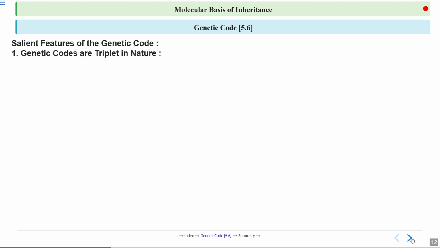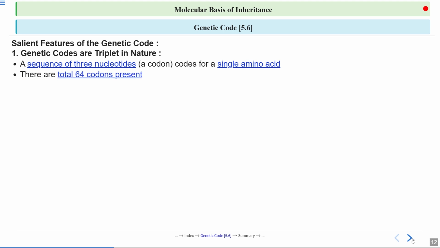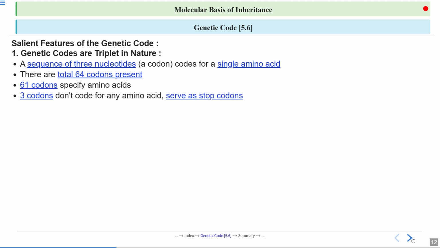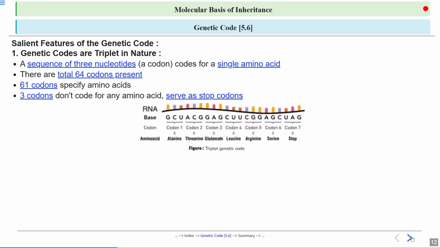Now what are the salient features of this genetic code? First of all, they are triplet in nature, which means a sequence of 3 nucleotides, what we call a codon, codes for a single amino acid. How many codons are there in total? We know it is 4 into 4 into 4, that is 64 codons. 61 codons specify amino acids, whereas 3 codons don't code for any amino acid, but serve as stop codons.